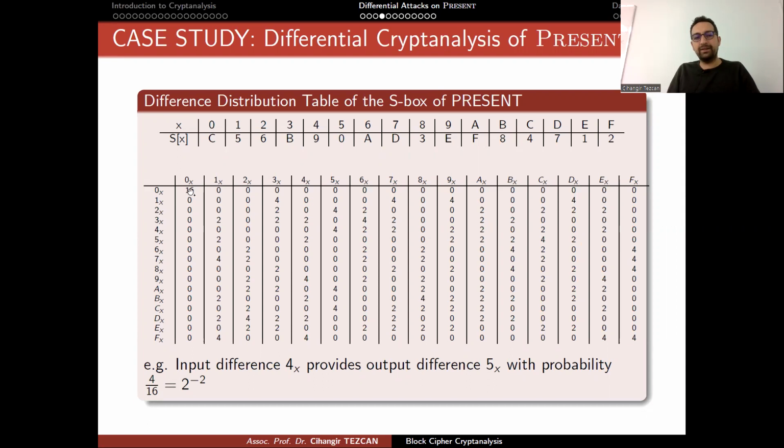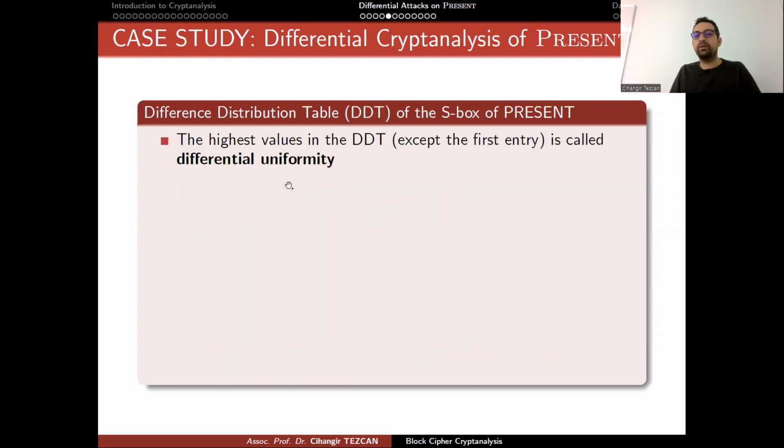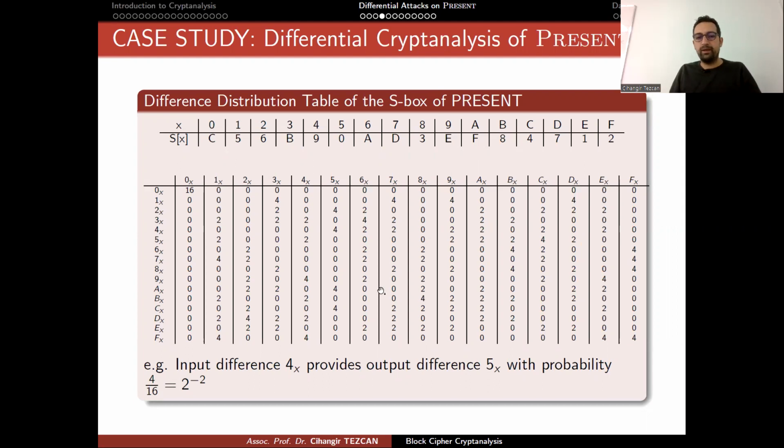So we are not interested in the first row or first column. We are focusing on the inside. In this part, the highest value you can see for this S box is 4. So for PRESENT, the differential uniformity is 4. It could be worse. There are some DDTs where you will see 6s or 8s, maybe 10s. I don't remember, but I think you will see them.